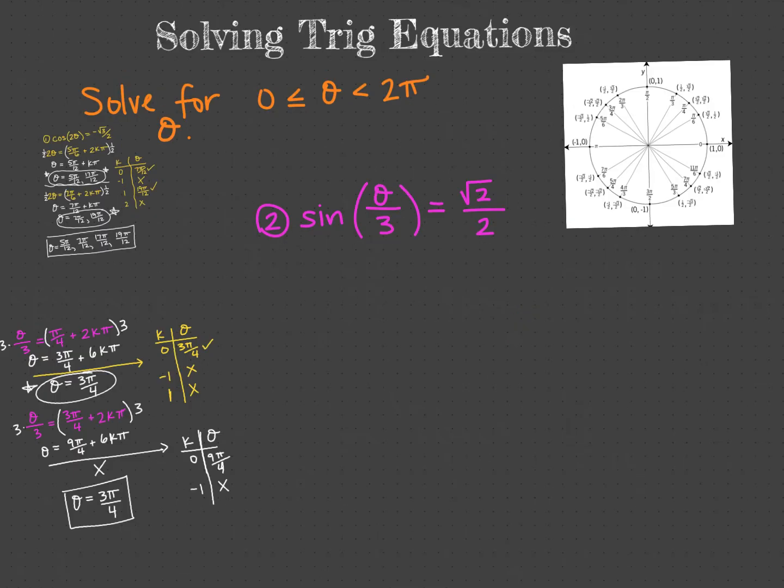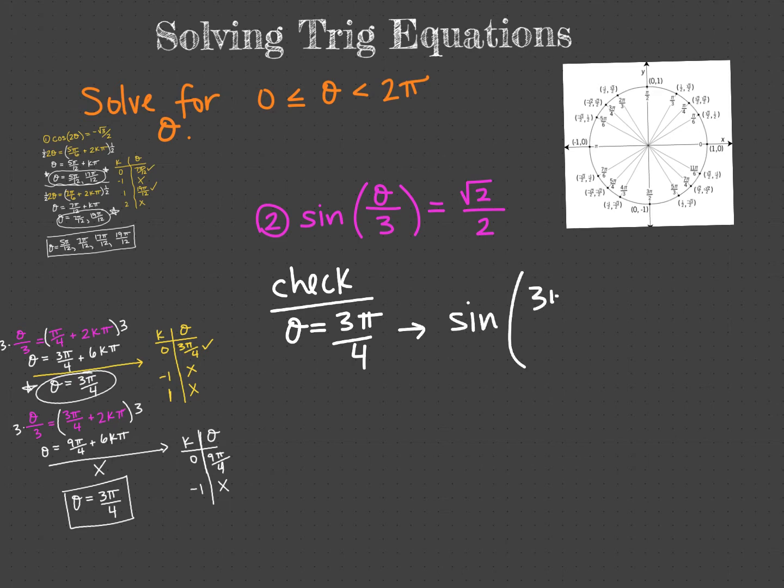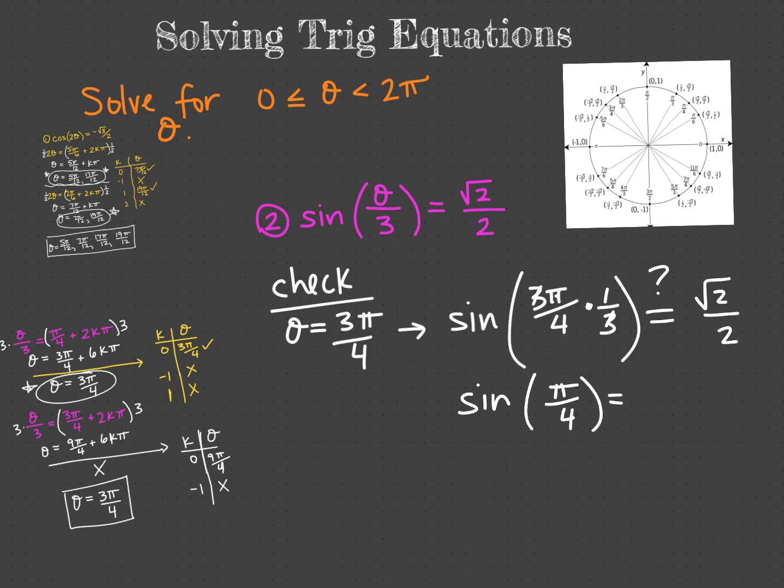What I'm actually going to do here is show you that it does work. So I'm going to check our answer that theta can equal 3 pi over 4. All right, let's check it. So we'll have the sine of 3 pi over 4 and then divided by 3. So I'll put times 1/3. I just plugged in theta as 3 pi over 4, and dividing by 3 means multiplying by 1/3. We want to make sure that that equals root 2 over 2, so I'll put a question mark here. So these 3's cancel, so this is the sine of pi over 4 equals root 2 over 2. Is that true? Yeah, the sine of pi over 4 is in fact root 2 over 2.